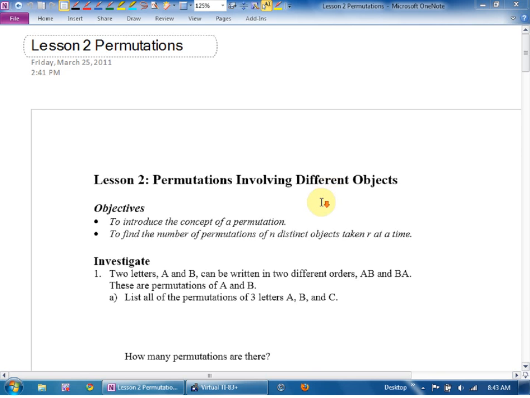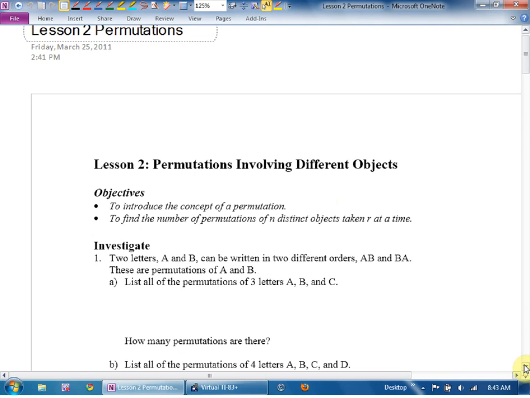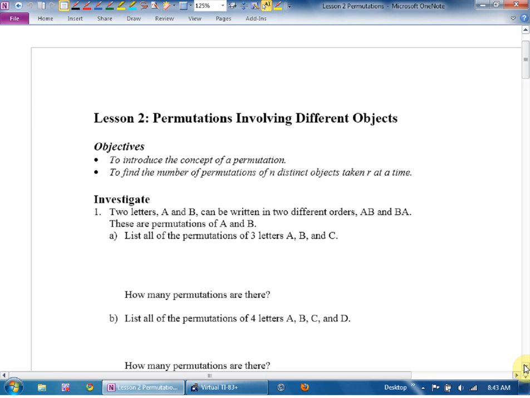Lesson two, permutations involving different objects. And you know what? Underline or highlight the word permutation. This is going to be one of the key words in this unit. We're going to be looking at two main ideas for the rest of this unit, something called permutations and something called combinations, and they're different things. Okay?